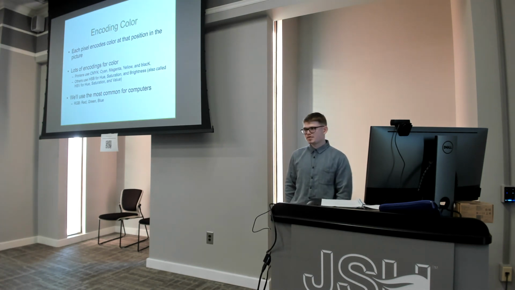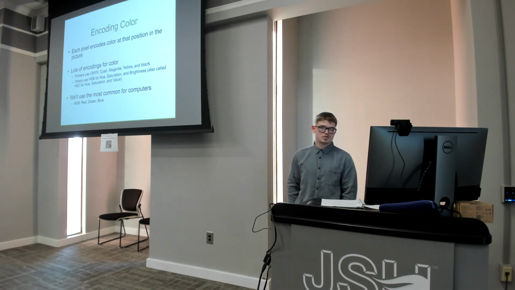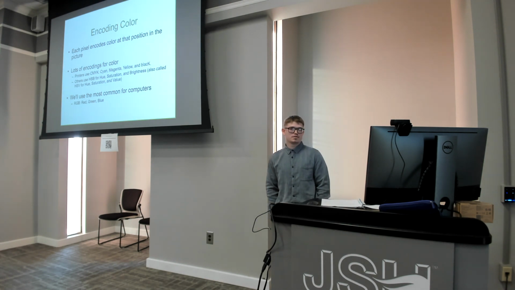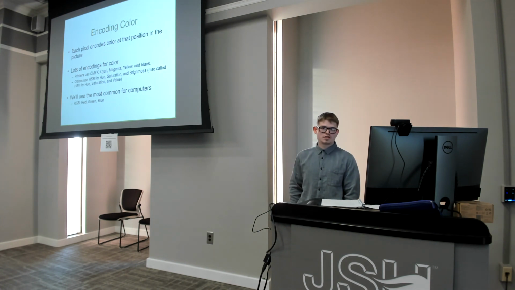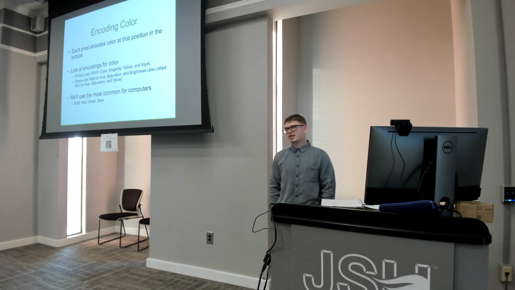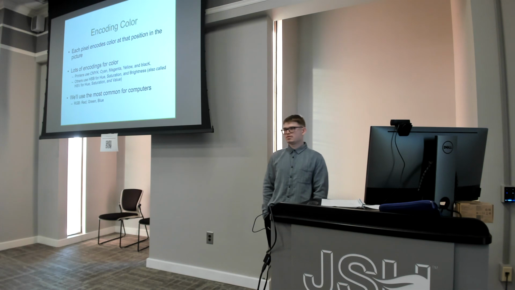We have different types of encodings for pictures. Printers use CMYK, which is cyan, magenta, yellow, and black. Others use HSB for hue, saturation, and brightness. But in computers, we use RGB: red, green, and blue.